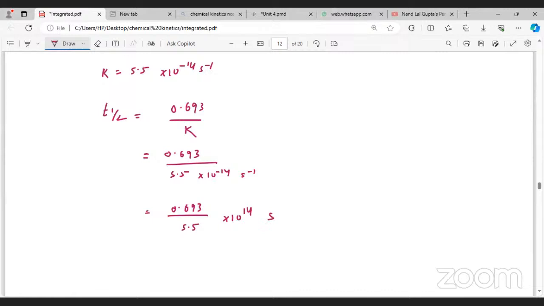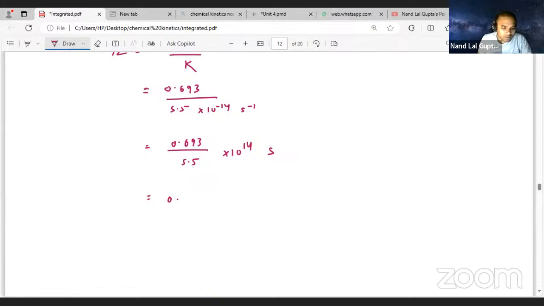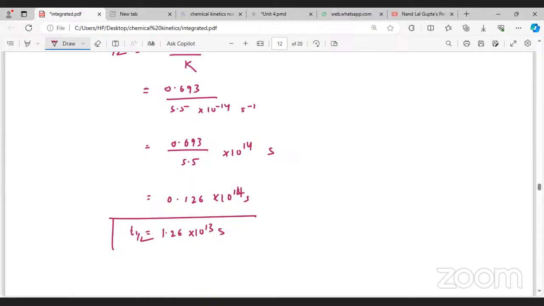Now you divide this. If you divide, how much is it coming? 0.126 into 10 power 13 seconds. Now, putting it in scientific form, 1.26 into 10 power 13 seconds. This is the T half. So the half-life is this one. Can you check this?